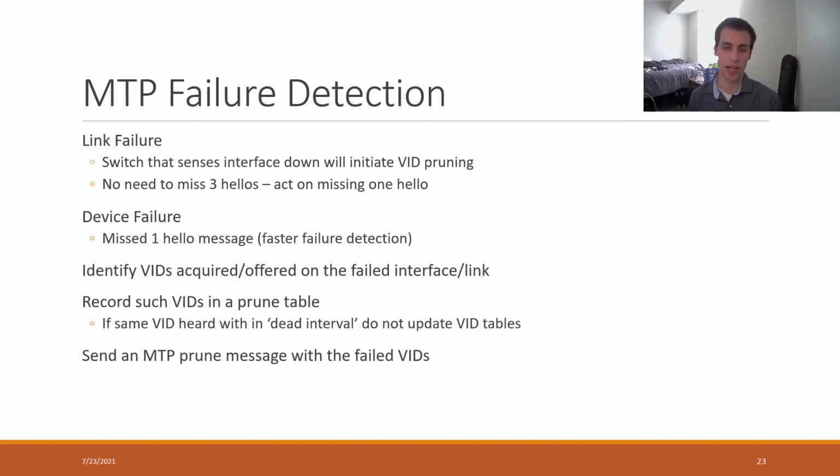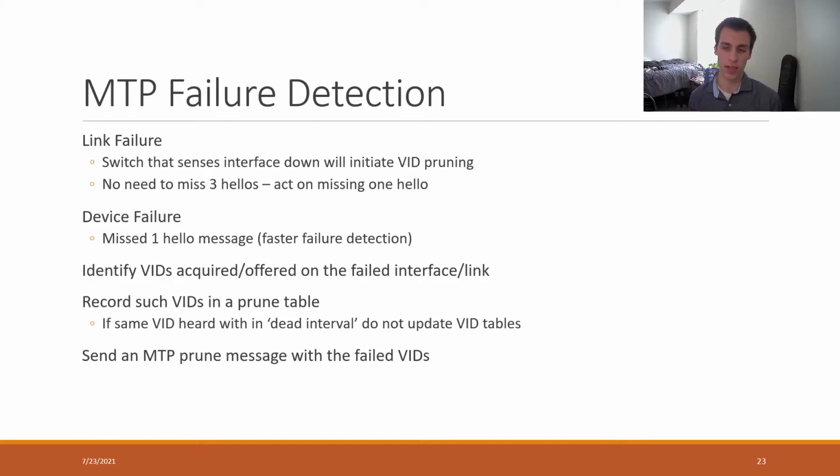MTP has different reactions depending on what type of failure took place. If a link failed, the switch that detected the failed interface will start VID pruning. Since this was detected by the switch, there's no need to wait for 3 missed hello messages. If a device failed, error recovery will take place after 1 hello message is missed for a faster failure detection.